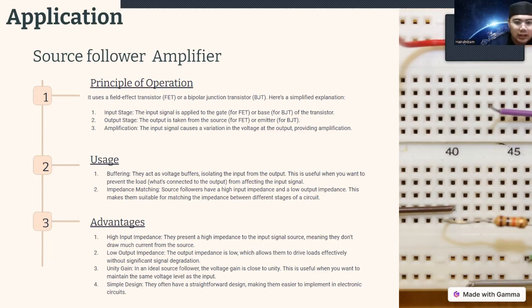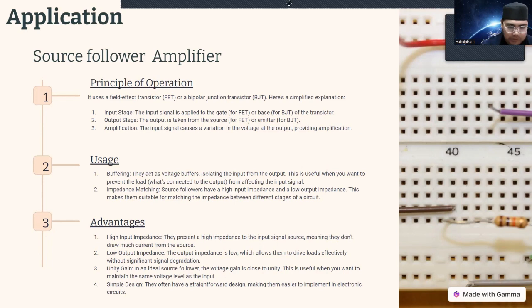Then what are the advantages of using the source follower amplifier? There are four. The first one is high input impedance. They present a high impedance to the input signal source, meaning they don't draw much current from the source. The second one is low output impedance. The output impedance is low, which allows them to drive loads effectively.